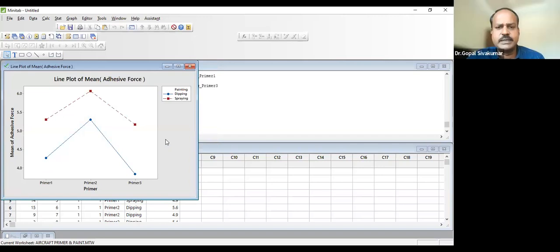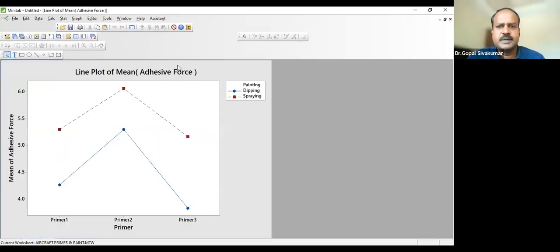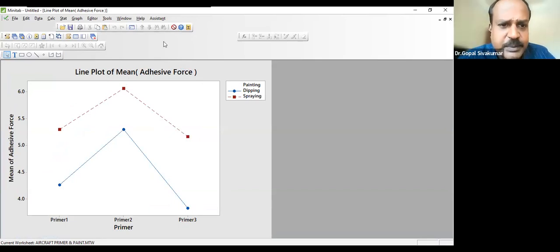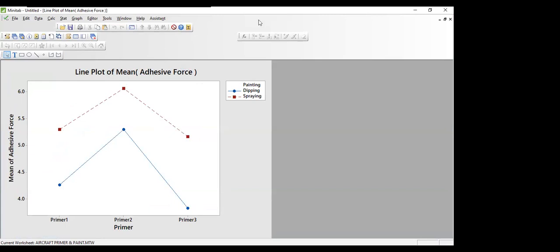Are you getting the interaction plot? Yes. Every point represents the average adhesive force at that combination. 6 combinations, 6 averages available. Which average is better? This average is better. Primer to spraying combination, that is the optimum solution in your case, in this experiment. Is it clear to all of you?